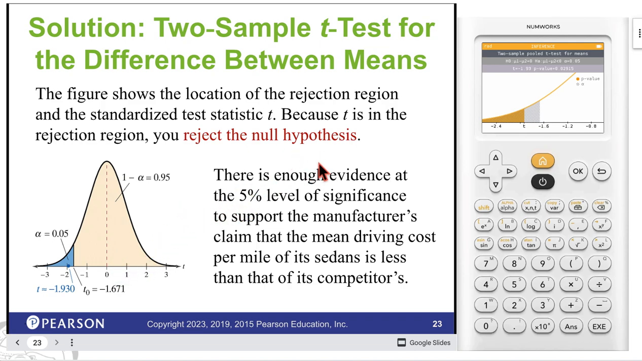Okay, so now's the time to dig in and get into the homework, practice these over and over, and make these hypothesis test decisions.